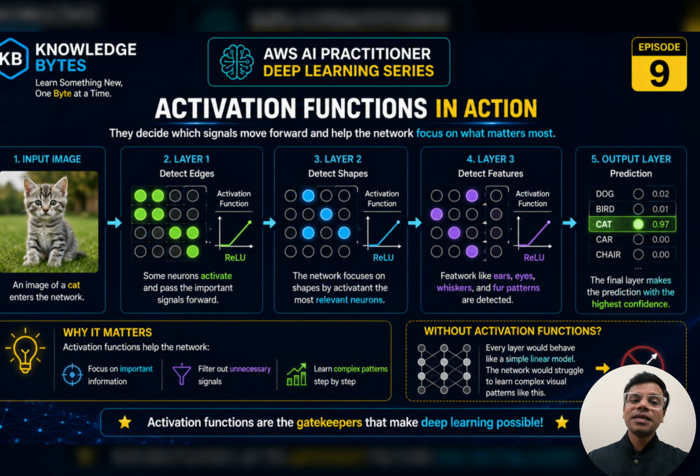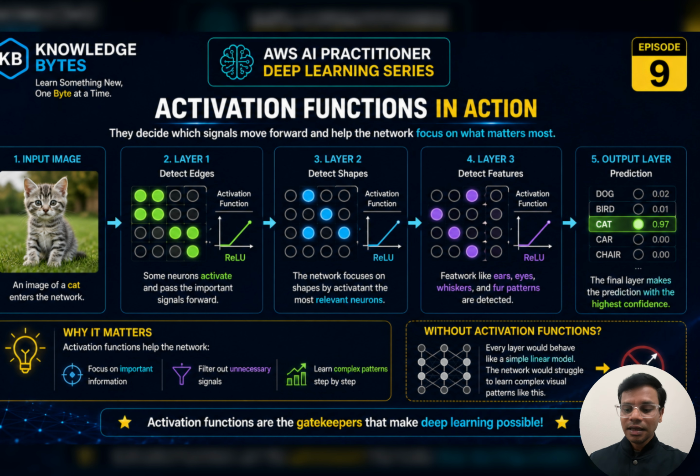Activation functions help the neural network decide which signals are important and which signals should be ignored. In our example, the network detects edges and patterns, and the activation functions are the deciding factor for which are important and which are not. Without activation functions, the network would struggle to learn complex visual problems. This is why activation functions are the gatekeepers of deep learning.